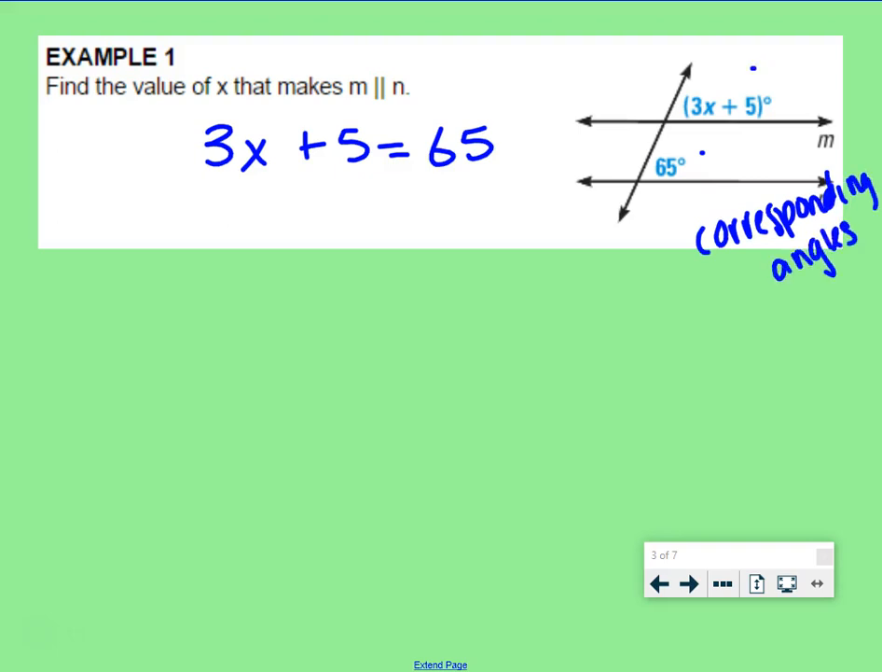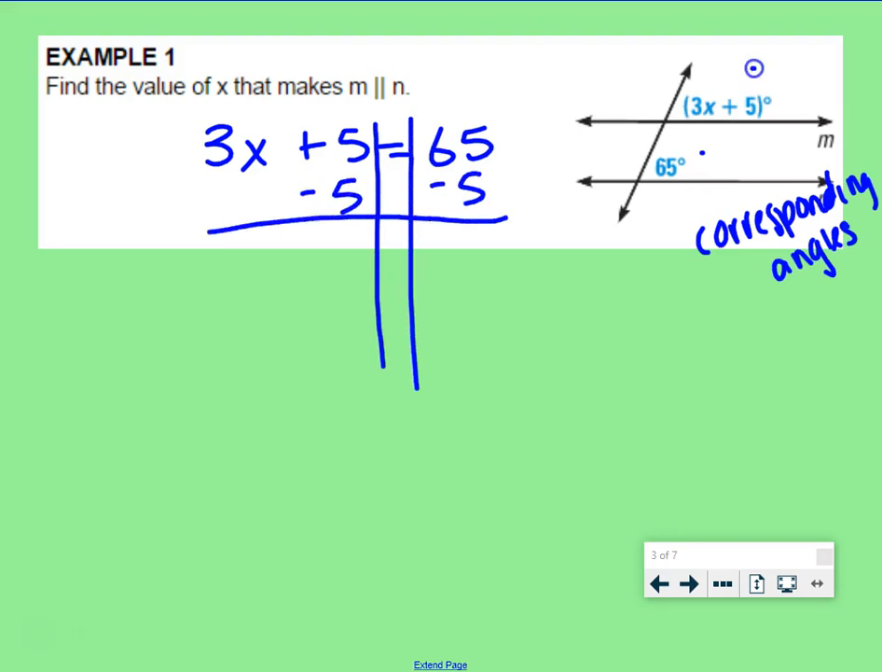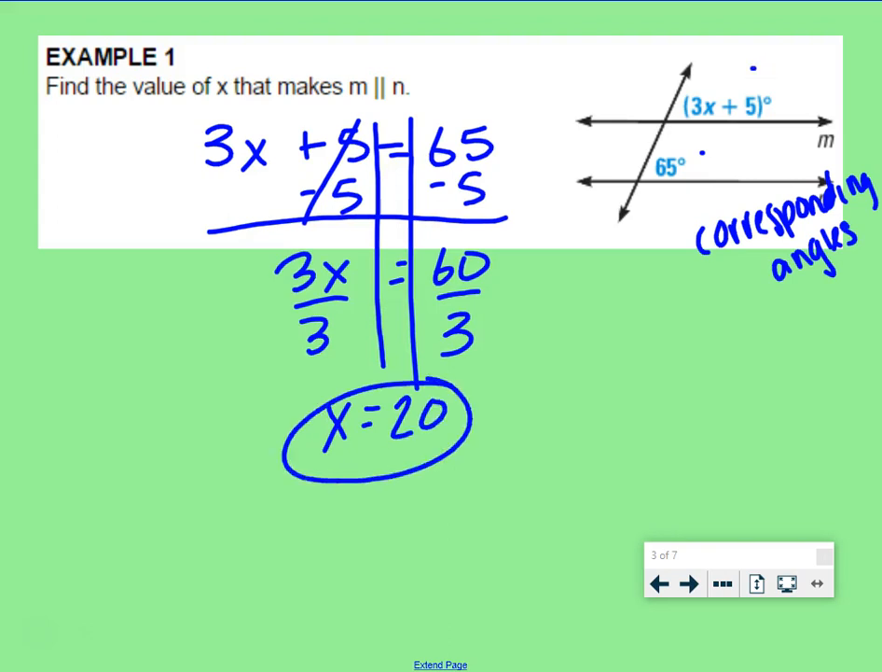Based on our corresponding angles converse, as long as those two are congruent, then the lines will be parallel. So undo plus 5 with minus 5. We have 3x equals 60. Divide both sides by 3. We have x equals 20. So the value would be x equals 20.